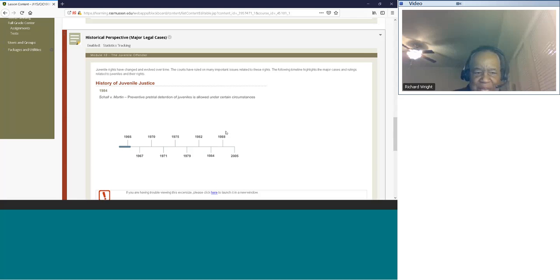So then we come to '88, Thompson versus Oklahoma. And so the minimum age for the death penalty was set at 16. So remember before, it was that you consider the tender age before you gave the death penalty. Well, Thompson versus Oklahoma said the minimum was set by the United States Supreme Court at 16.